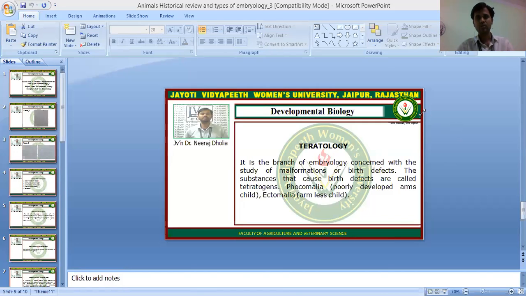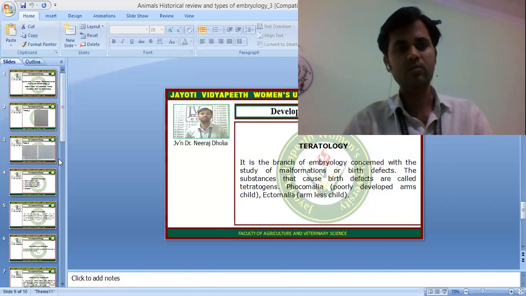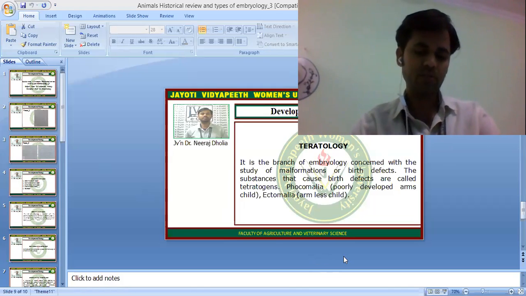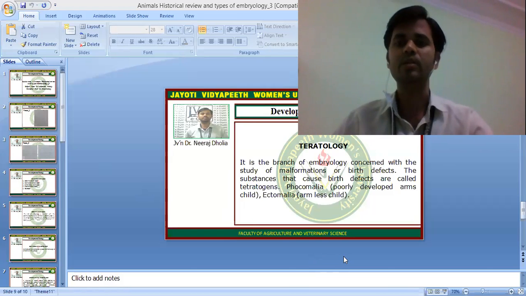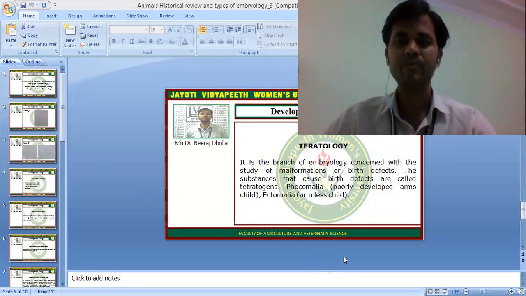So in the previous session we have seen that the developmental biology is divided into two parts, that is prenatal and postnatal development. We have also studied the history of the embryology, how the embryology is developed.